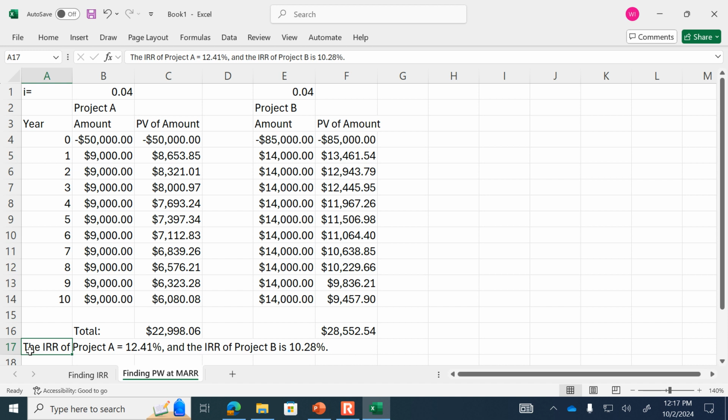Okay, so the conclusion is if the MAR is 4%, then the PW of A is 22,998.06 versus a PW for B of 28,552.54.